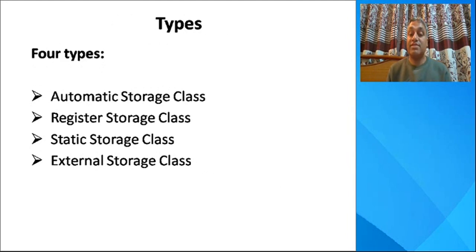Next, various types of storage classes. There are basically 4 types of storage classes. Number 1 is automatic storage class, second is register storage class, third one is static storage class, and the fourth one is external storage class. I am going to explain all these types one by one along with examples.